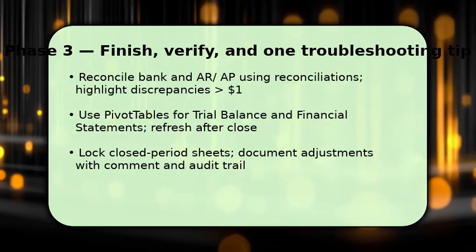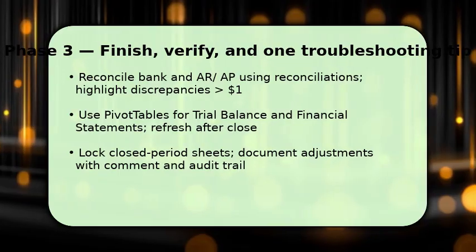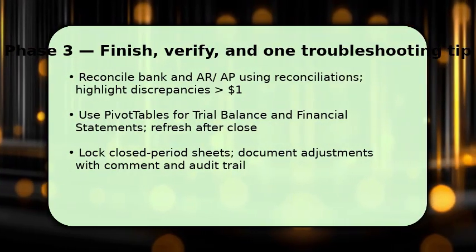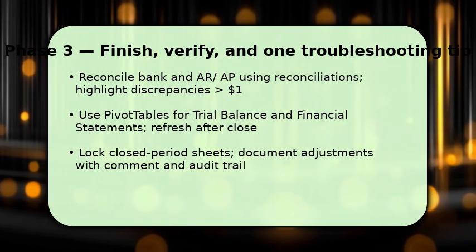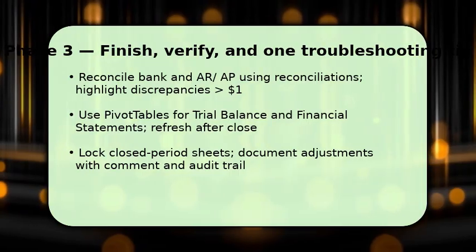Once satisfied, lock closed period sheets and record adjustments with comments and an audit trail row. If numbers don't match, backtrack using filters on missing dates or accounts. Check for misclassified debits versus credits and wrong date formats first.